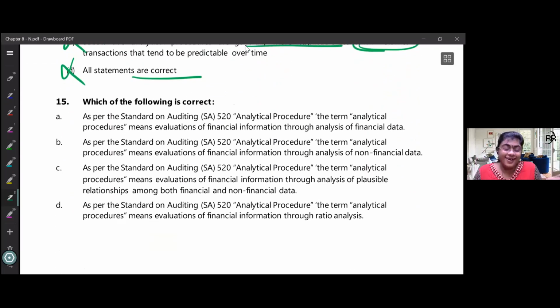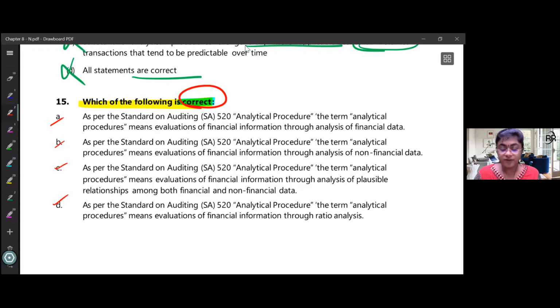Coming to the last MCQ. Many questions ask which is correct, which is correct. Some questions ask which is not correct. So here we have to find out, of these options, which of the following is correct.